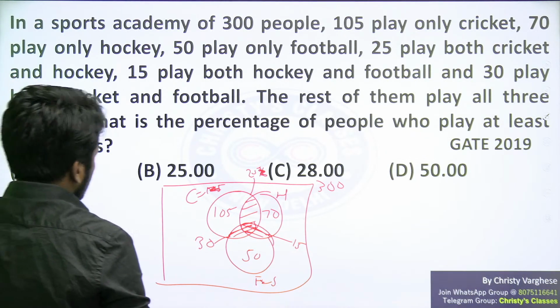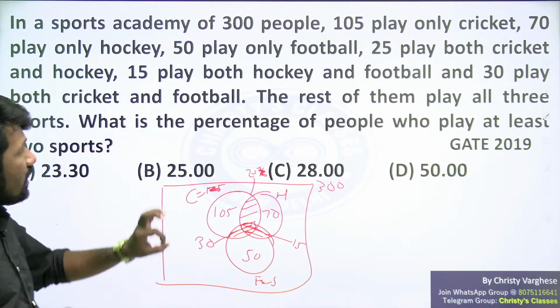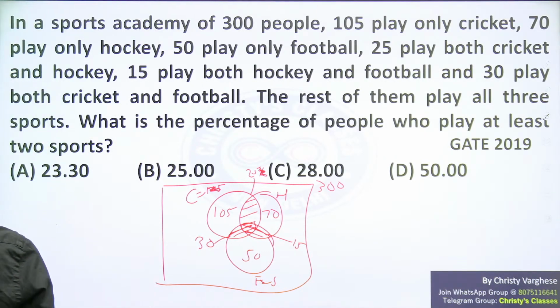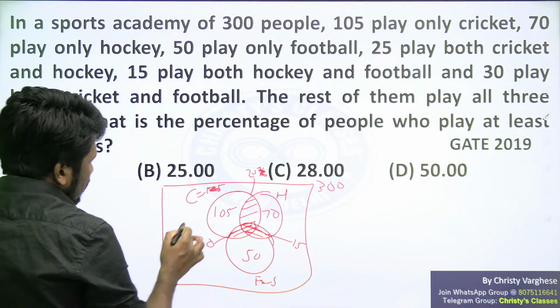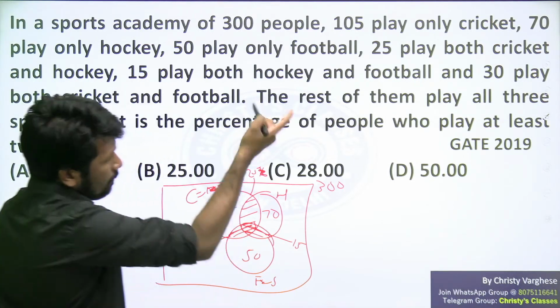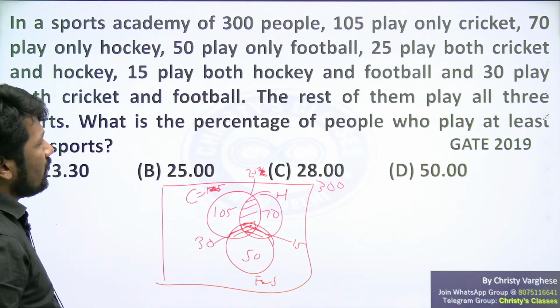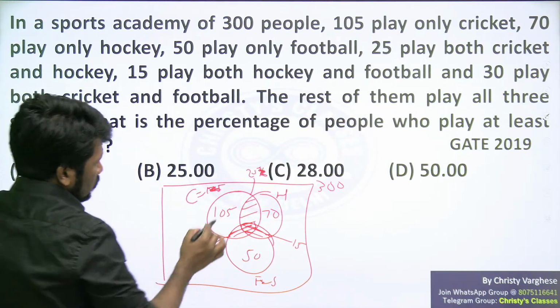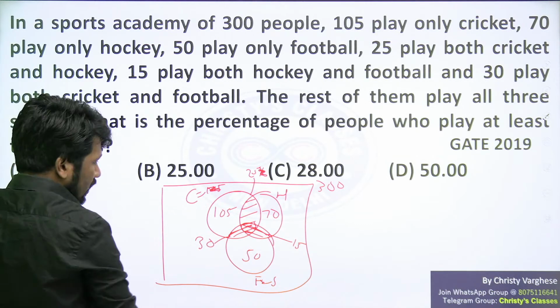Okay. Here there is actually a slight ambiguity. The 25 who play both cricket and hockey means they play actually hockey and football only. By adding it up, you get that idea. Because otherwise they cannot say the rest of them play all three sports. So yeah, my mistake. I will just correct it.